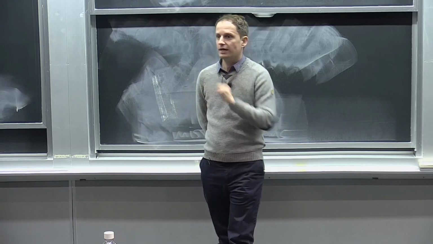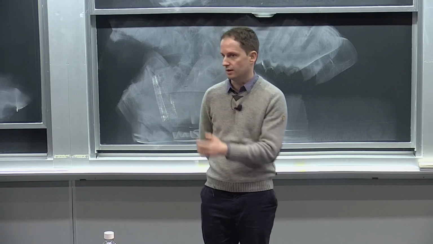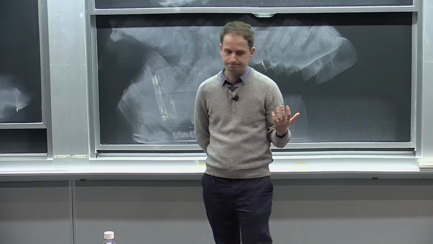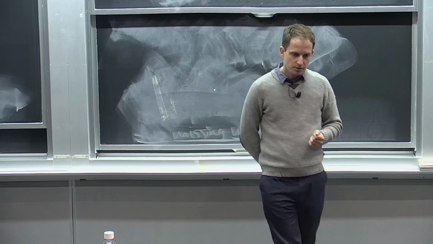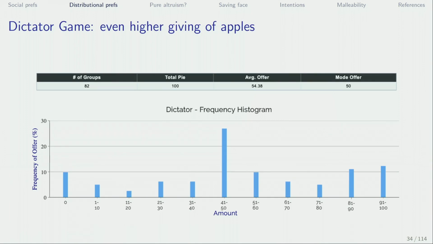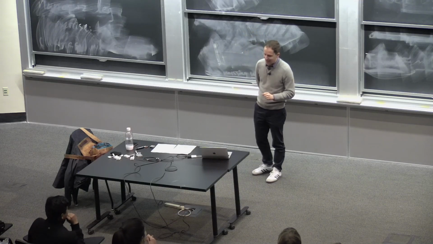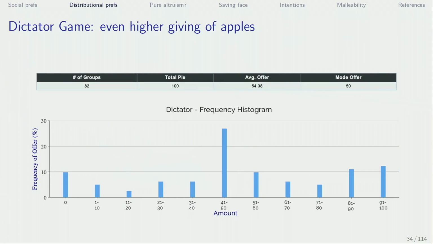And it turns out when you do that kind of game, people tend to be a lot less nice than when there's no robot. Okay. So then we have chocolate. It looks like people are giving somewhat more when it comes to chocolate. They tend to give a lot more when it comes to apples. So now why is that? Why does that matter? Yes?